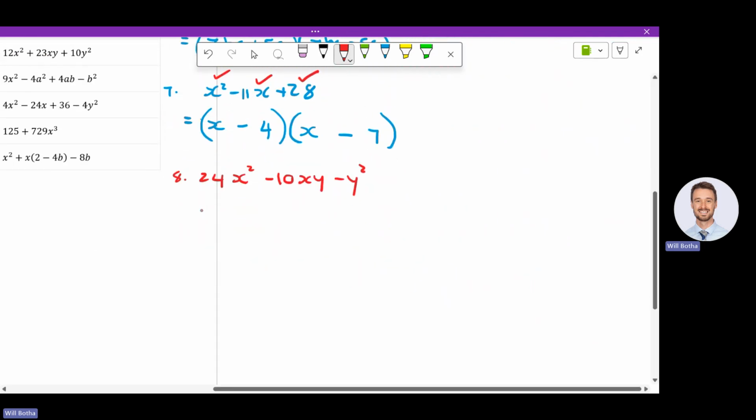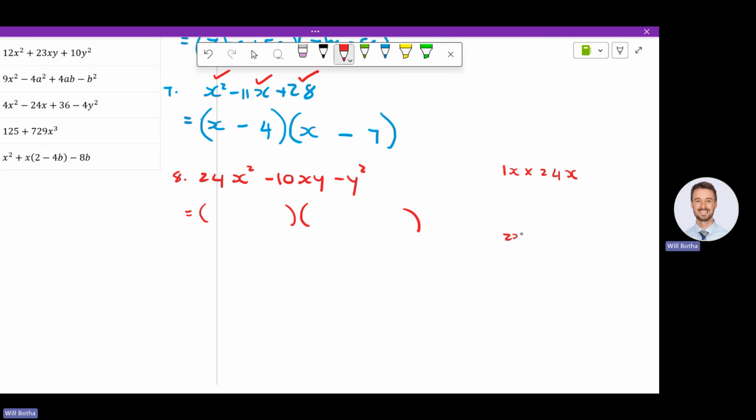For the first term, I have some options. For 24, I can say 1x times 24x. That's one option. Give me another option. 2x times 12x. Yes, 3x times 8x. 4x times 6x.